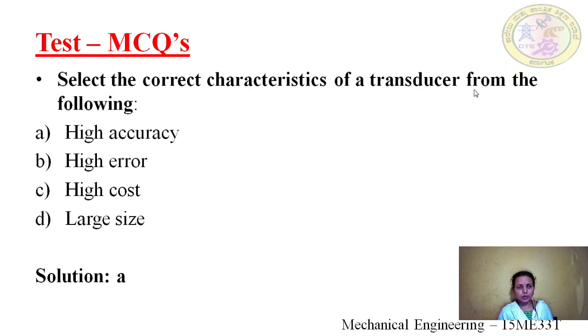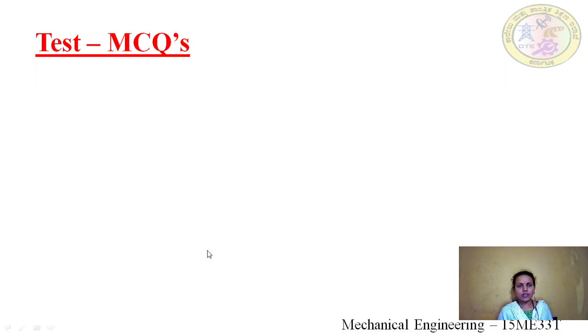A characteristic of transducer is it should have high accuracy. It should not have high error. It should not be of high cost. It should not be of large size. But it should have high accuracy. We'll go to the next question.